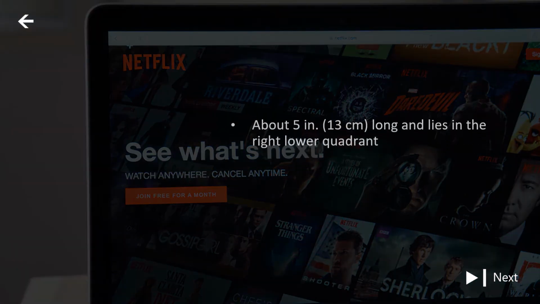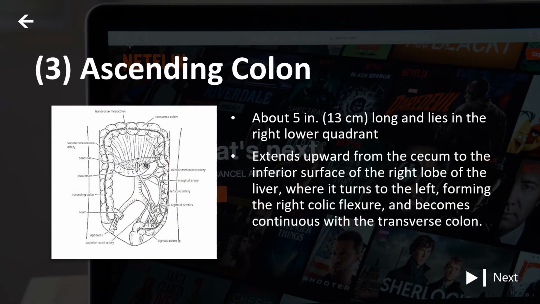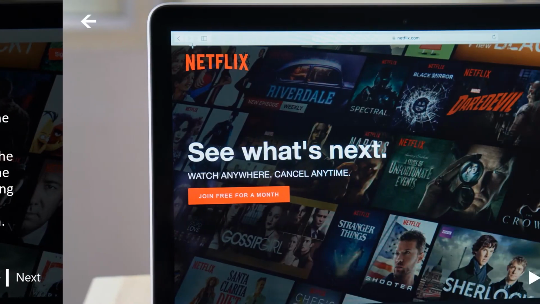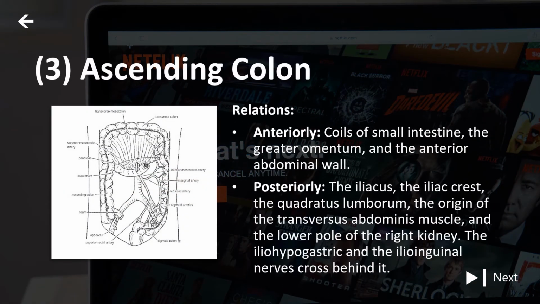Ascending colon. The ascending colon is about 5 inches long and lies in the right lower quadrant. It extends upward from the cecum to the inferior surface of the right lobe of the liver, where it turns to the left, forming the right colic flexure, and becomes continuous with the transverse colon. The peritoneum covers the front and sides of the ascending colon, binding it to the posterior abdominal wall. So these are the relations of the ascending colon anteriorly and posteriorly.